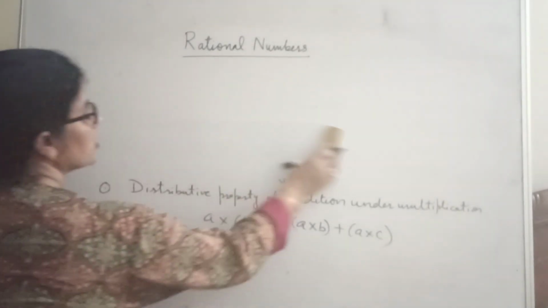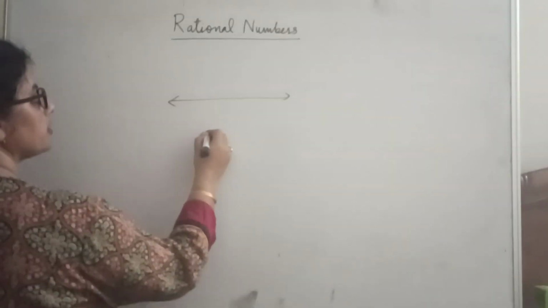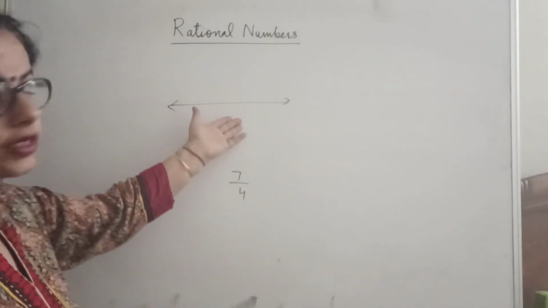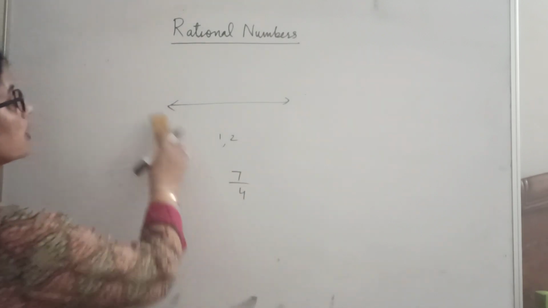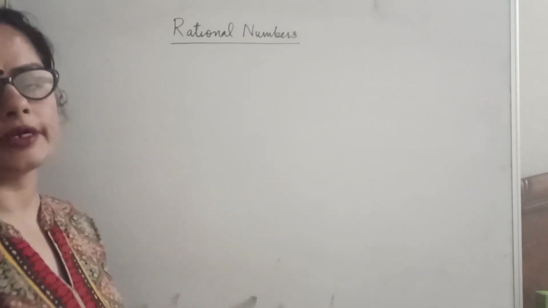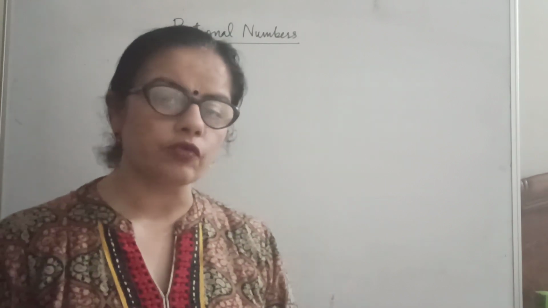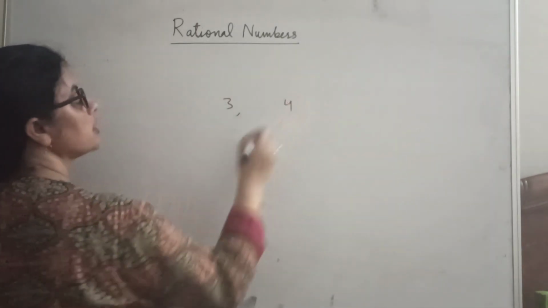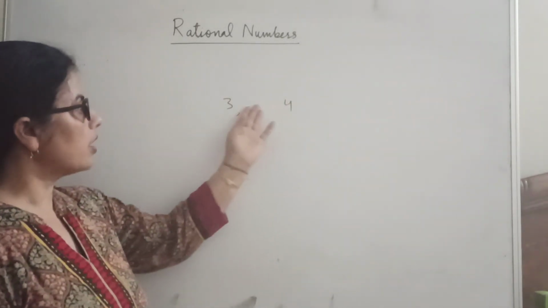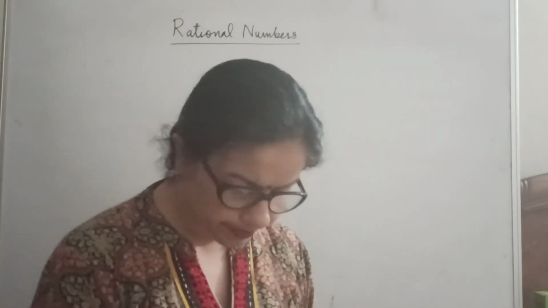Next, rational numbers can be represented on the number line. If you want to represent 1, 2, 3, you know how to. But if someone asks to represent 7 by 4 on the number line, that also we can represent. Every rational number can be represented on the number line. Now next is that between two rational numbers there lie infinite rational numbers. Suppose 3 and 4 are two rational numbers, and see how many rational numbers lie between them? Infinite. So this was the summary of the chapter.